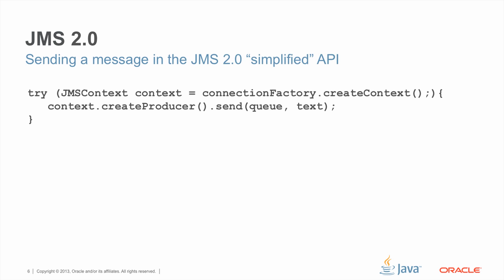Note that we haven't actually created a message object in this example. We've simply passed the text string direct to the send message. The other thing I want you to note is that we haven't actually called close at the end, and that's because we don't need to. Having seen this example, we'll now look at some of the key components of the simplified API.